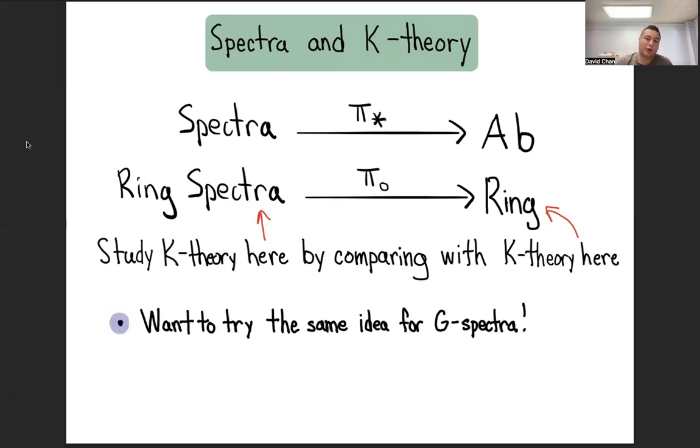And what I want to do is apply the same idea to G spectra. So here, G is a finite group, and I'd like to take this schematic that I have here and apply it to the theory of spectra with G action, effectively. Now, it's not literally spectra with G action, it's genuine G spectra, but there's not time to get into all of that. As a first approximation, you can think that these are spectra with an action by some finite group G, but it's not entirely true.